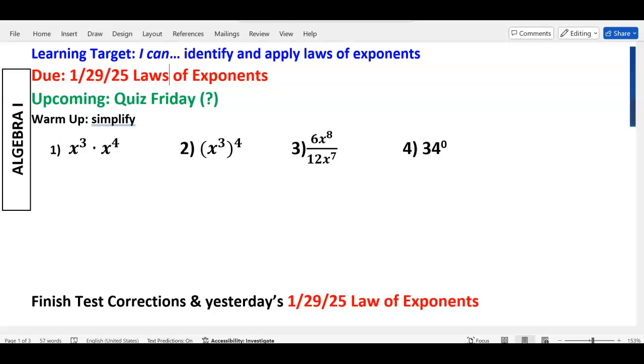We are potentially likely having a quiz Friday. We'll see if we have to move it back, so just remember that. So today you're having time to finish yesterday's assignment. I know these exponent properties can be kind of maybe a little challenging. So again, you want to have plenty of time.